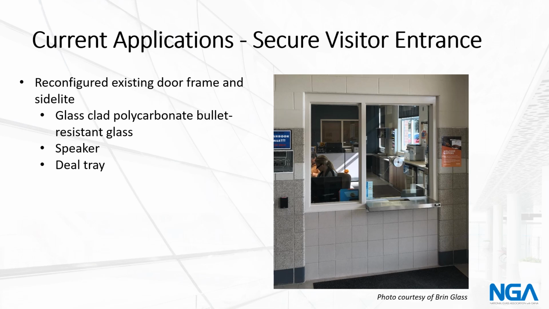Additional details in this example show that a glass-clad polycarbonate was tested to UL 752, the 11th edition, to level 2. And there is a level 1 bullet-resistant deal tray and shelf, and a two-way electronic communicator that is battery operated.